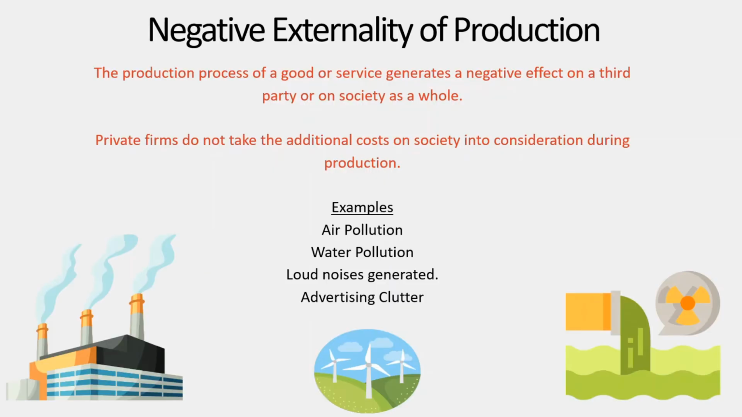Lastly, we're going to talk about negative externalities of production. This is the production process of a good or service generates a negative effect on a third party or on society as a whole. Private firms do not take the additional costs onto society into consideration during production. Examples would be like air pollution, water pollution, loud noises generated, advertising clutter.